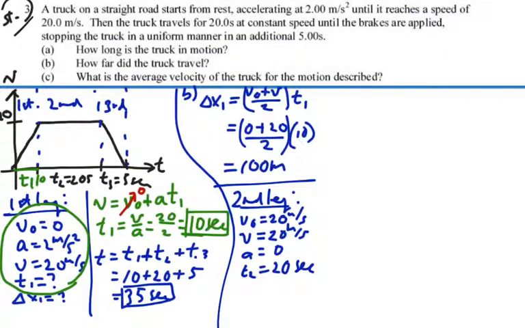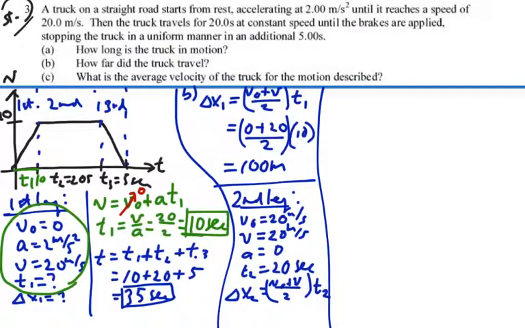We know displacement should equal initial velocity plus final velocity divided by 2 times our time. That means our displacement, delta x2, is going to equal 20 plus 20 divided by 2 times 20, which is going to be 400 meters. So that'll be our displacement in the second leg.